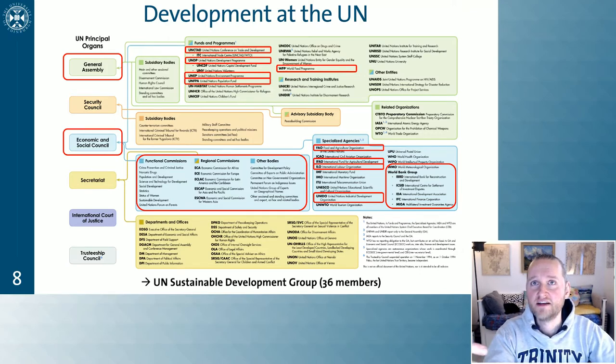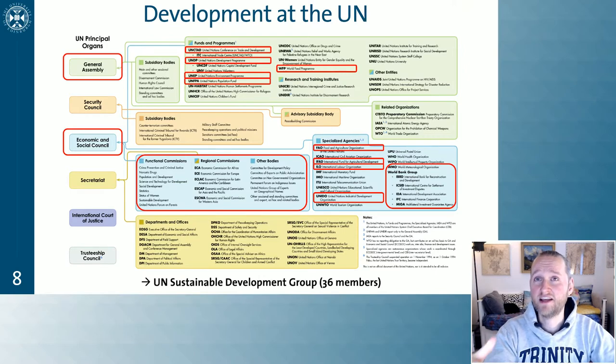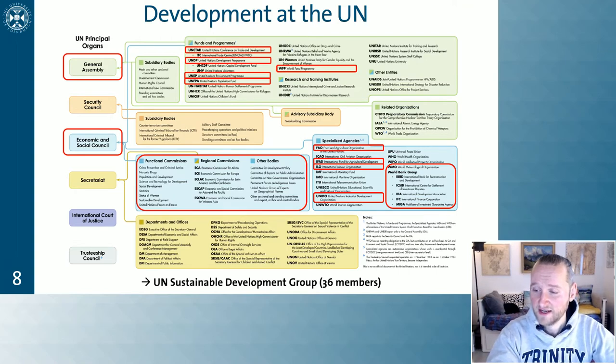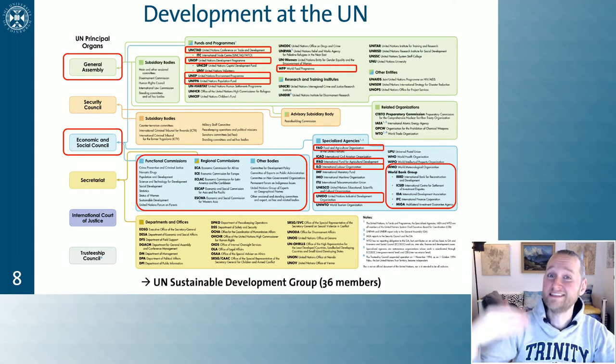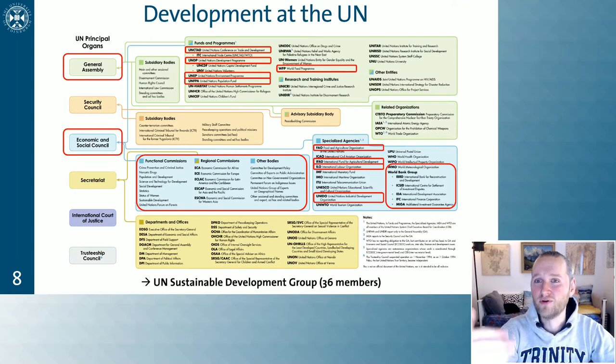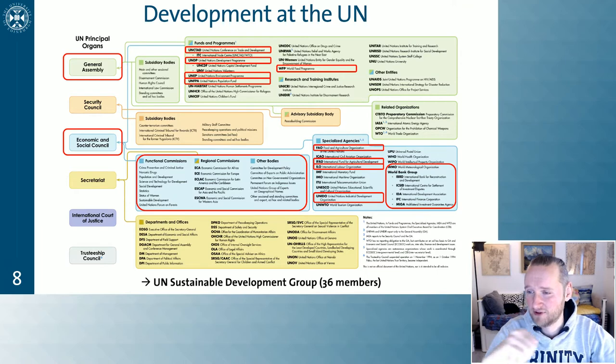And the idea was that development was being discussed and fostered at so many different places inside the UN that you needed to make a coordinating effort, or otherwise, you know, different institutions might be doing the same thing or diametrically opposed things and so on. And you can see how many institutions are involved in this if you just look at that there's 36 members of this UN Sustainable Development Group. That's not 36 states, that's 36 distinct bodies or organizations, all inside the UN, that all have to do with development through a variety of means.